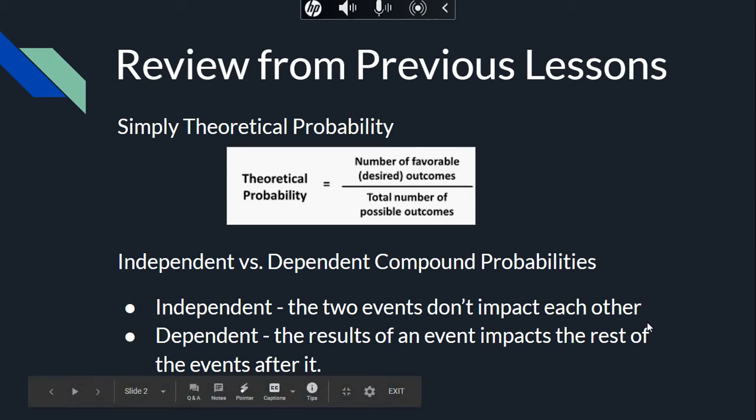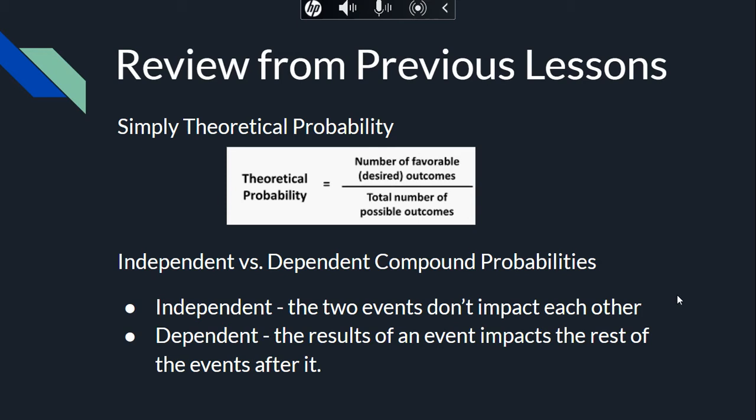On the other hand, dependent events are going to impact each other. So what happens the first time will have an impact on all of the events after it. An example of this would be if you're playing Uno. If you really need a blue card, but it's not your turn to draw, what the person before you does is going to have an impact on your chance of getting a blue card.